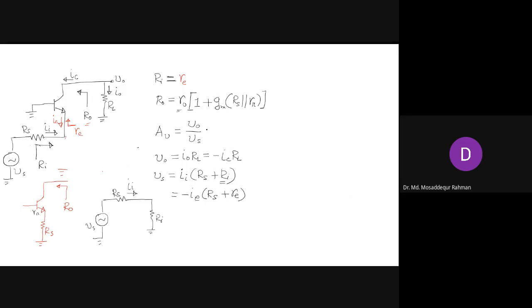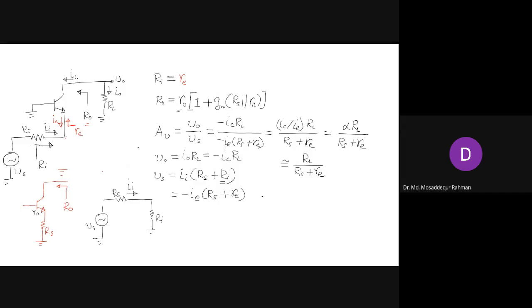So now you substitute in this expression. You have minus IC RL for V naught, and minus IE times Rs plus re for Vs. Minus and minus will cancel out, and you have IC by IE times RL over Rs plus small re. And what is IC by IE? Sir, alpha. Right, so that is alpha RL over Rs plus re. Alpha is approximately 1, so we approximate it to 1 and write the gain as the ratio of these two resistances.